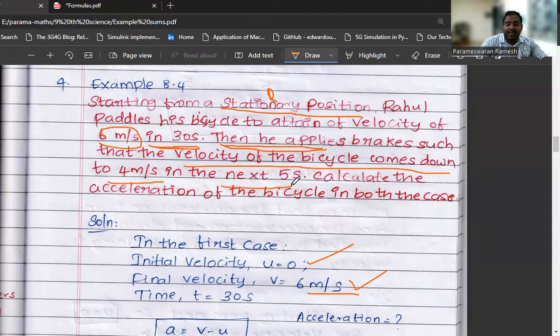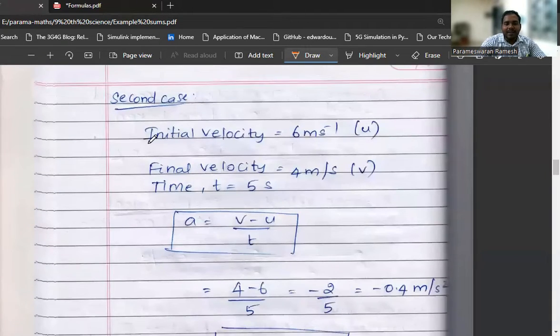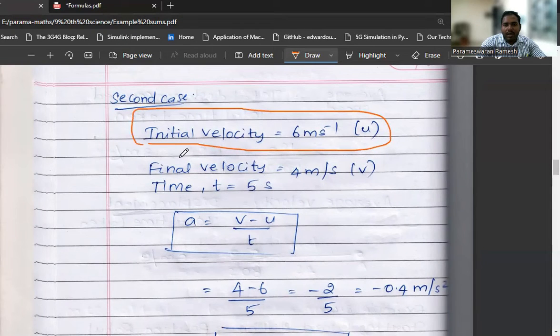In the next 5 seconds, the velocity comes down. So calculate the acceleration of the bicycle in both the cases. So this would be the second case. The initial velocity of this bicycle would be 6 meter per second, so let us take it as u. And the final velocity is 4 meter per second after applying the brake, so it is taken as v. So it is 4 meter per second. The time would be given as 5 seconds.